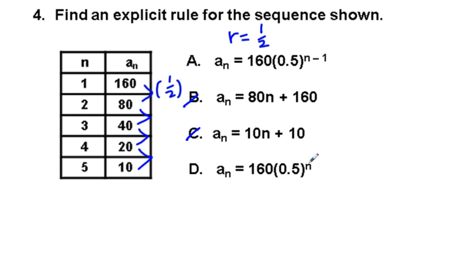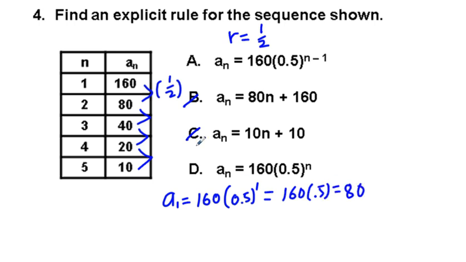I got a lot of people who pick D. What you can do is you can try the answers. Okay, you can say, if we plug in 1 for n, is D going to work for us? So a sub 1 is going to be 160 times 0.5 to the 1 power. Well, that's going to be 160 times 0.5, which equals 80. Okay, that's not going to work. We need 160. So D is not going to work.